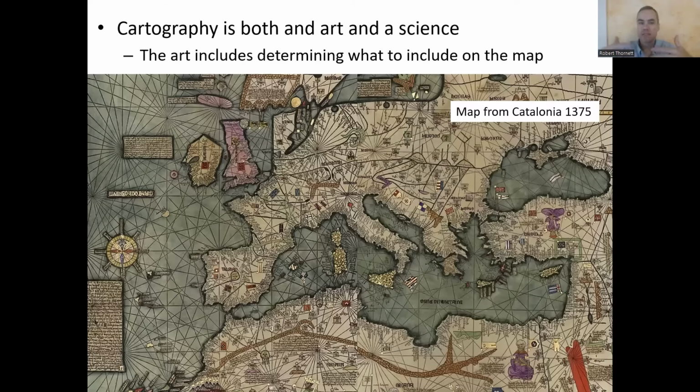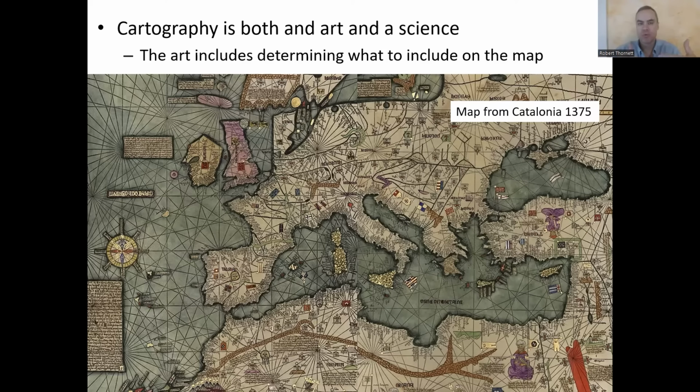Cartography is both an art and a science. It's a science because there's a lot of mathematics involved in putting the world onto a two-dimensional surface, but at the same time, it's also an art because there are many, many choices that have to be made about what to put on the map and how to put it on there.